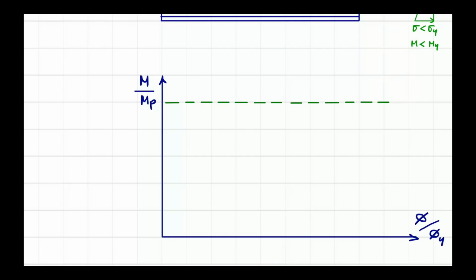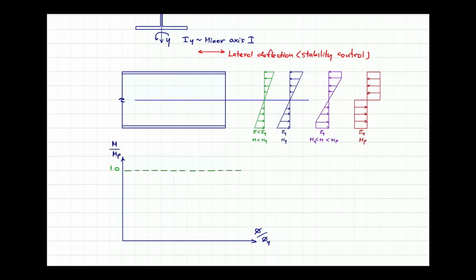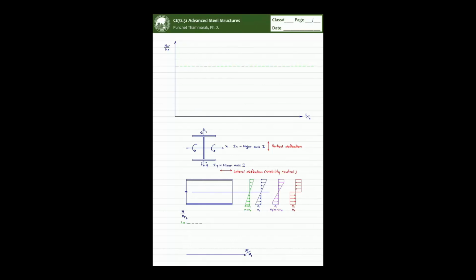Yeah, that should be that. So this number is 1.0 for M over Mp. Mp is not military police, it is plastic moment. I will need the vertical dot.